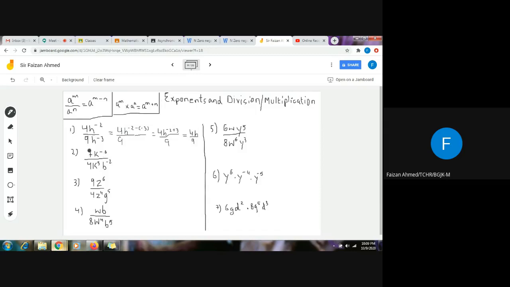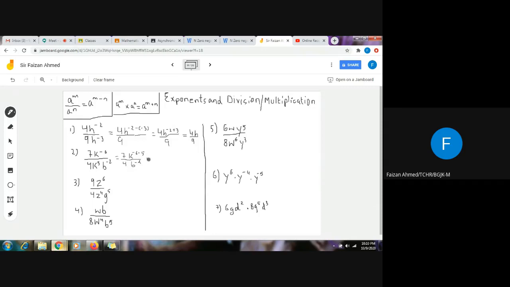The next question is 7k to the power minus 6 divided by 4k to the power 5 b to the power minus 2. Again, the exponents are in division, so I will apply the law of division. There is no b in the numerator, so there are two k's. 7 and 4 will stay as they are because they cannot be simplified further. Now I will write k, and I know that there is a k in the denominator and the powers will be subtracted. So I will write minus 6, and then subtract the power, that is positive 5. And b to the power minus 2 will remain in the denominator.